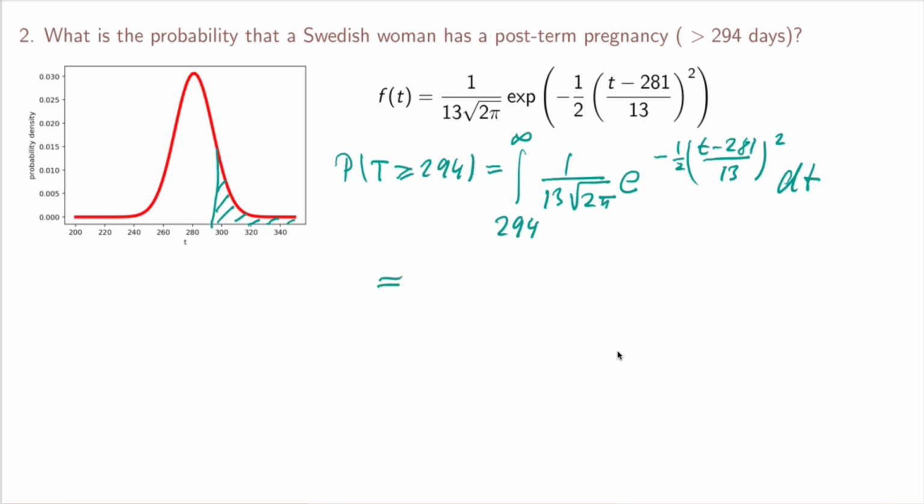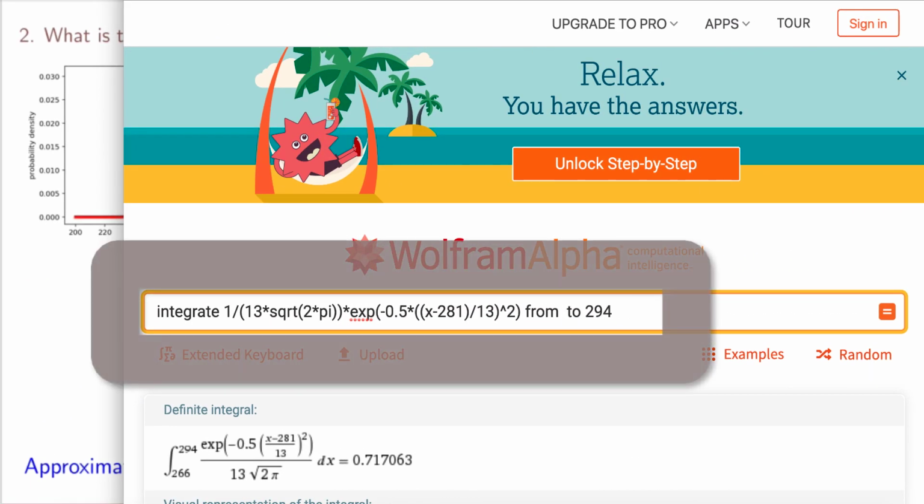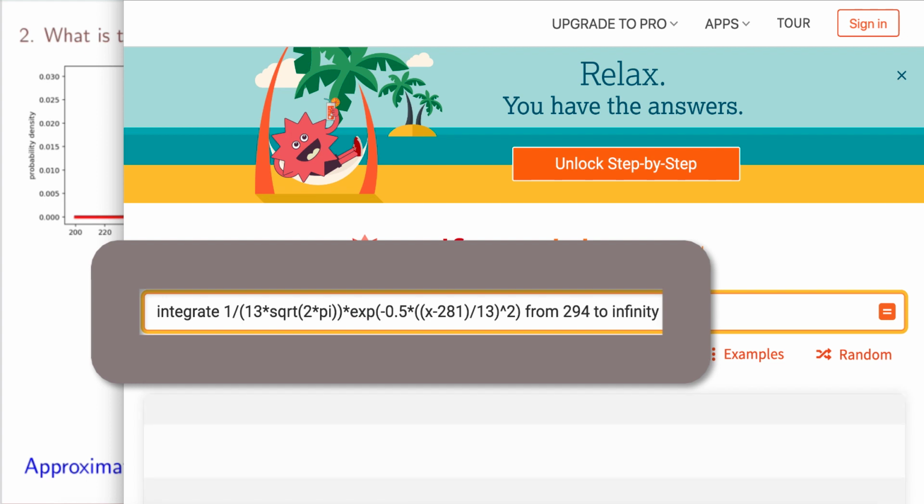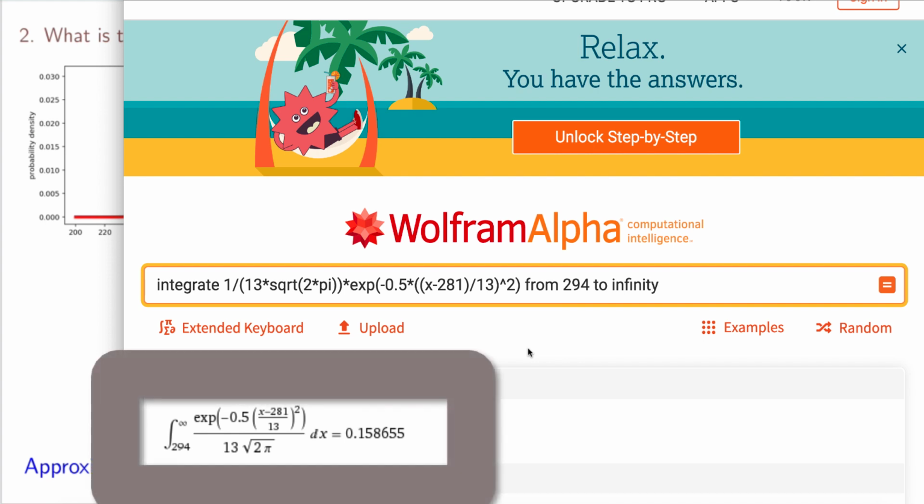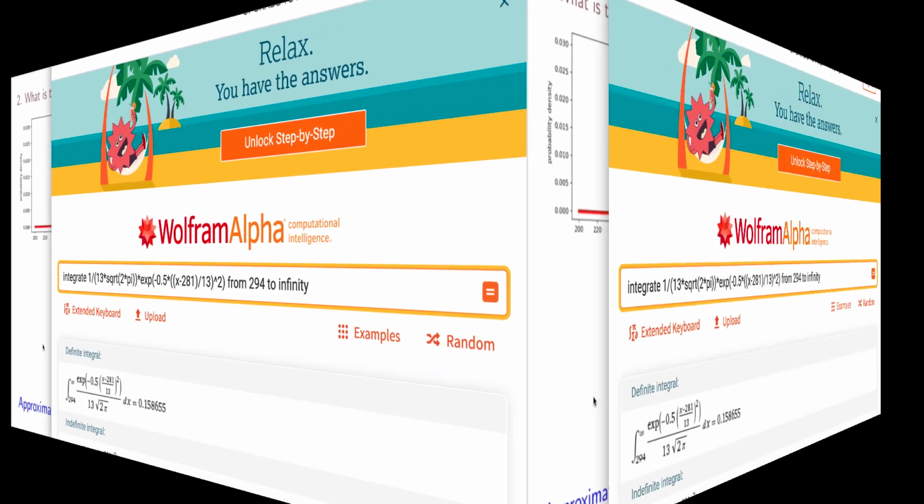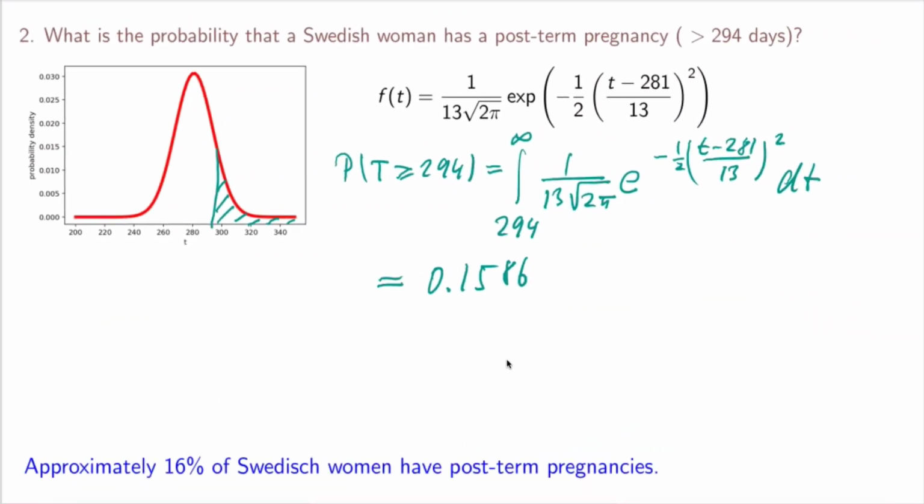So let's do the Wolfram Alpha thing again. And let's see if we can just sub in infinity for the upper limit. So I typed in infinity there, and the result is right here: 0.1586. There we go. So about 16% of Swedish women have post-term pregnancies.